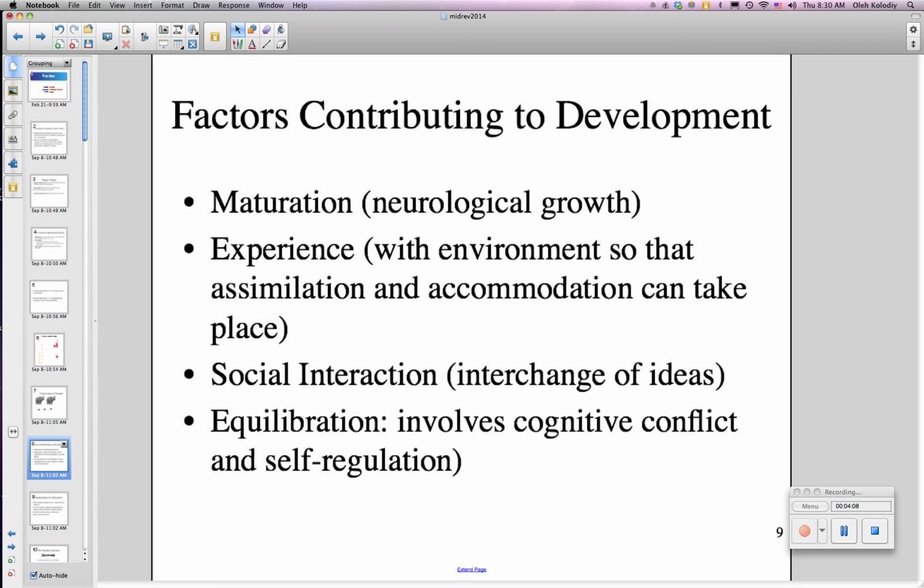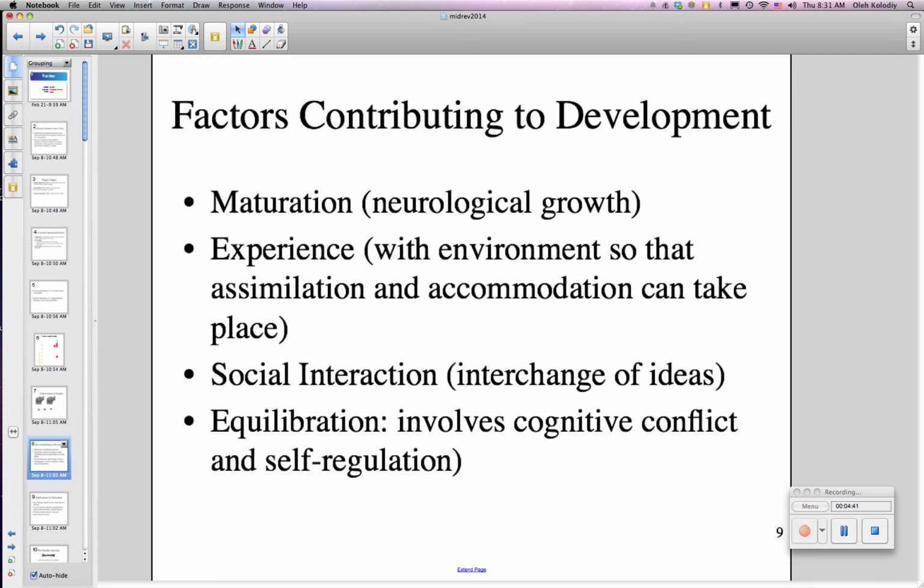So what factors contribute to mental development according to Piaget? Well, there's 4 of them right here. First of all, maturation, which basically is neurological growth. We don't have any control over that. The child just matures at its own pace. But the experiences that the child has with the environment, so that assimilation and accommodation that take place. In other words, the child's brain assimilates various stimuli, and as a result changes, accommodates.